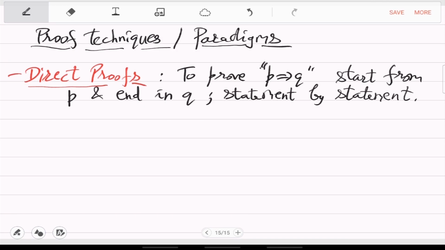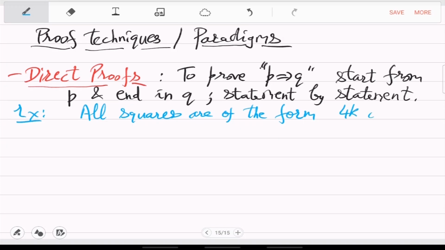I should not repeat it. It is the same thing that we did before. We started with n is odd and then went statement by statement. In fact, all statements were equivalent in this case, and you reach the end. That's your conclusion. So that is our direct proof. You can try this again on: all squares are of the form 4k or 4k plus 1.